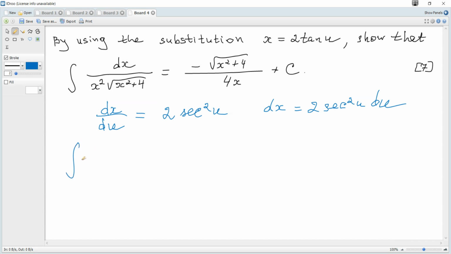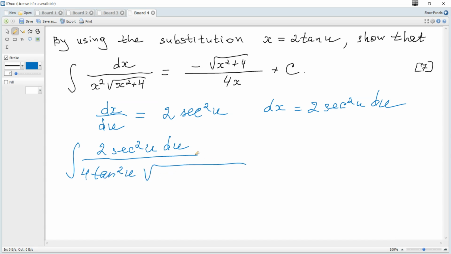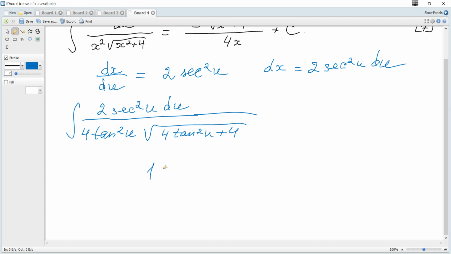And our integral becomes 2 times secant squared of u du divided by x squared, which is 4 tangent squared, and root of x squared plus 4, which is 4 tangent squared plus 4. You remember that 1 plus tangent squared is secant squared. So these 4 can be factored out, and it becomes just 2 in front of the root, and we can cancel this 2 and this 2 from the root.